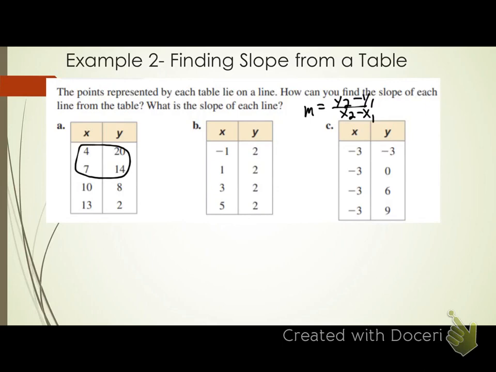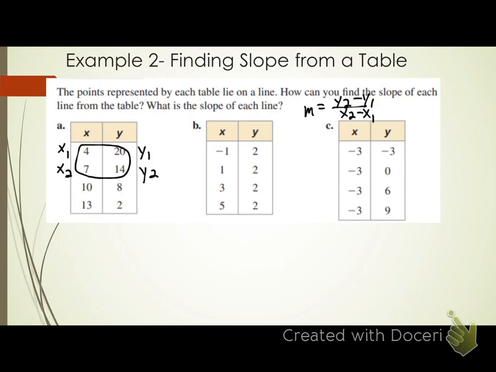How I get my y2, y1, x2, and x1 just comes from the two ordered pairs that I pick. y2 just stands for the second y value of the two ordered pairs I'm using. What's my second y value of the two I'm using? 14. So that's my y2. What's my y1, my first y value? 20. We okay with that? Okay, my x2 is my second x value. What's my second x value? 7. And what's my first x value? 4.